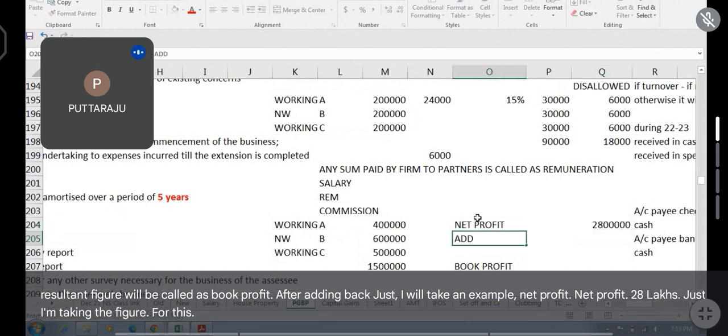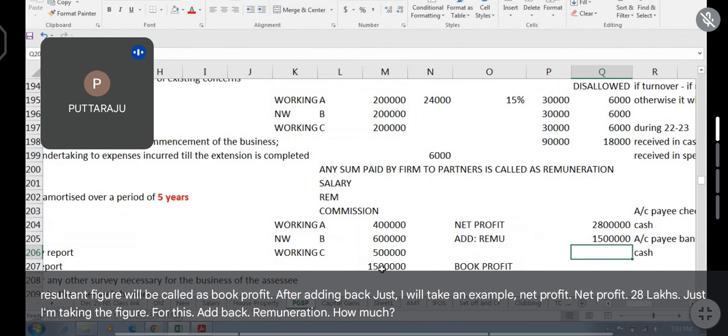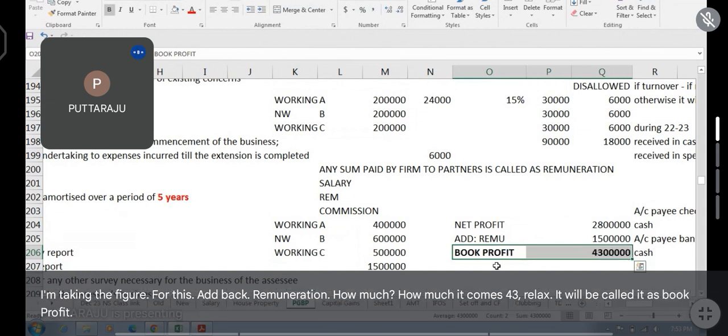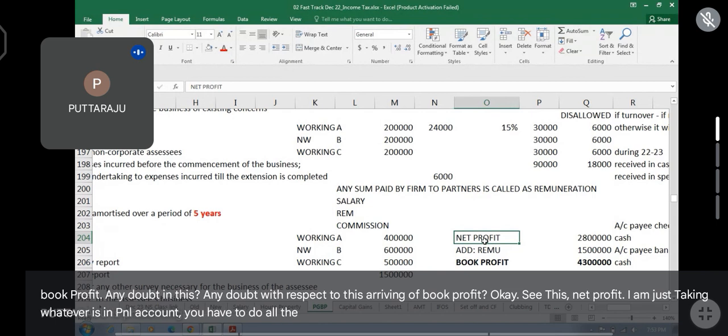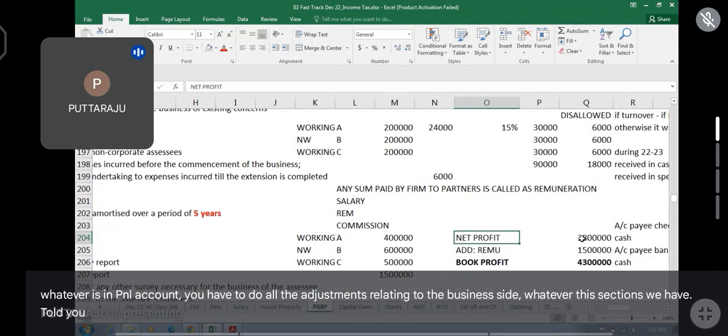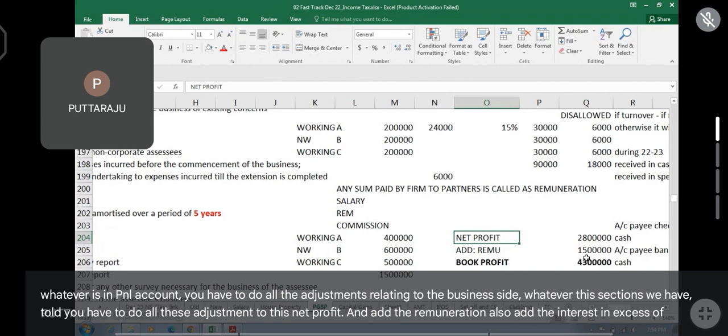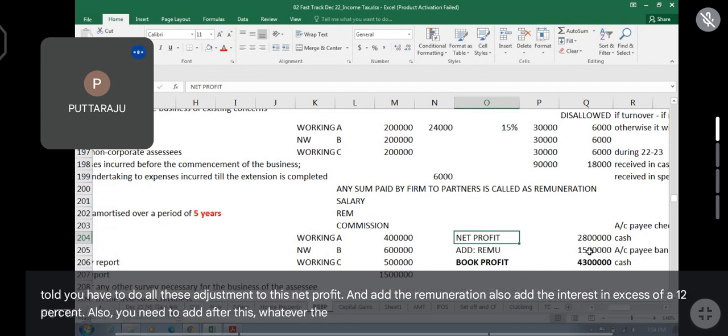For this, add back remuneration. How much? This much. How much does it come to? 43 lakhs. It will be called book profit. Any doubt in this? Any doubt with respect to arriving at book profit? No, sir. Okay. See, this net profit I am just taking whatever is in the P&L account. You have to do all the adjustments relating to the business side, whatever the sections we have told. You have to do all these adjustments to this net profit and add the remuneration also. Add the interest in excess of 12% also. After doing plus minus everything, adding remuneration, the resultant figure will be book profit.